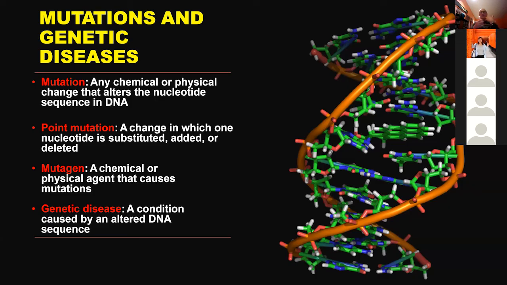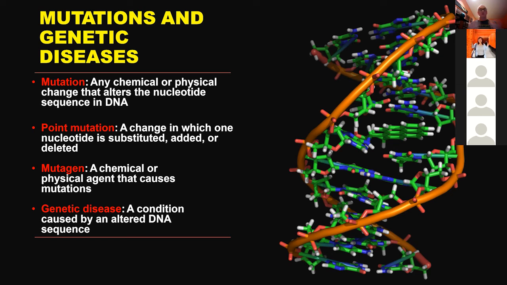So let's look at how these sequences can change, how they can be mutated, and what happens when that takes place. A mutation is basically any physical or chemical change that alters the nucleotide sequence. That's all it means: a change in the nucleotide sequence of DNA. But there are a lot of different kinds. You could have a point mutation where a single nucleotide is substituted, like an A becomes a C or an A becomes a T, or it gets deleted or added. All with a single nucleotide.